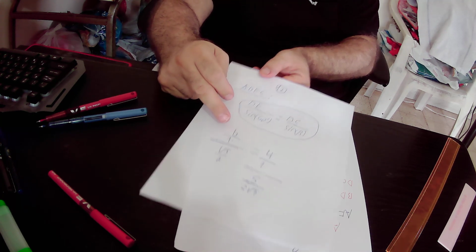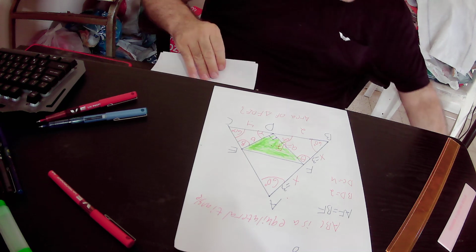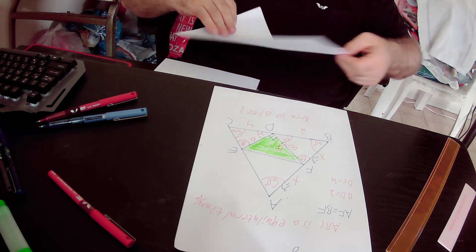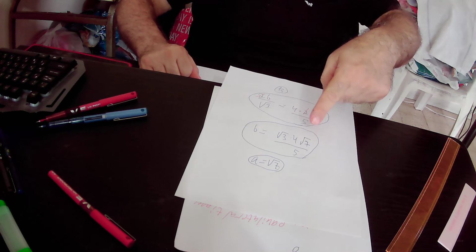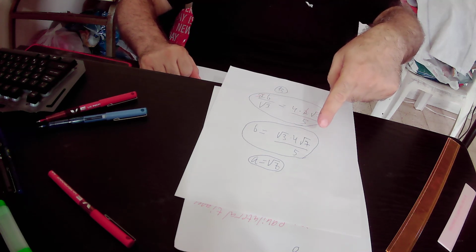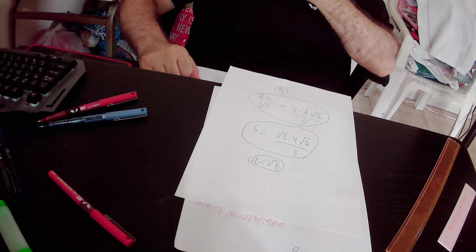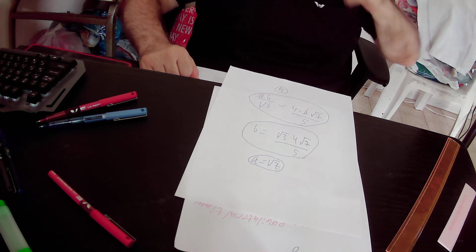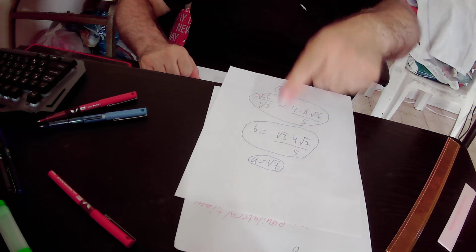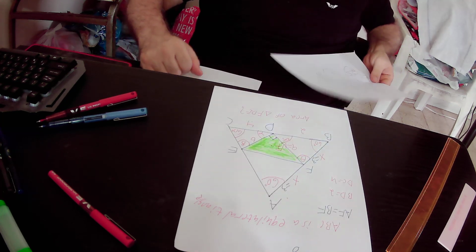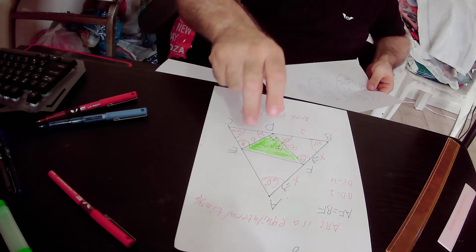Okay, and we found that the value of B is actually 4 root 3 times root 7 over 5 units. And we have already found the value of A. The value of A is root 7 units. So we actually know the value of A and the value of B.